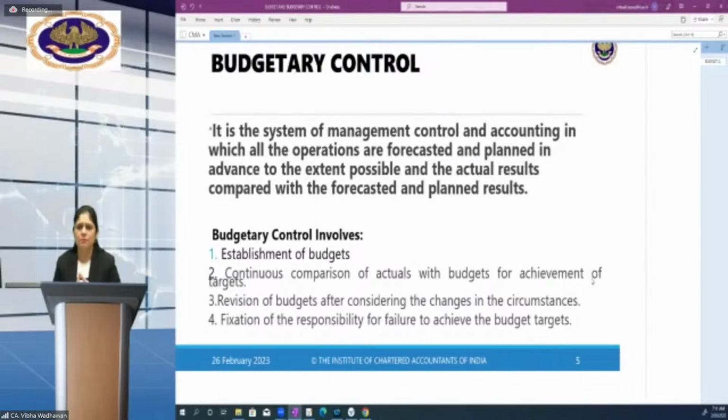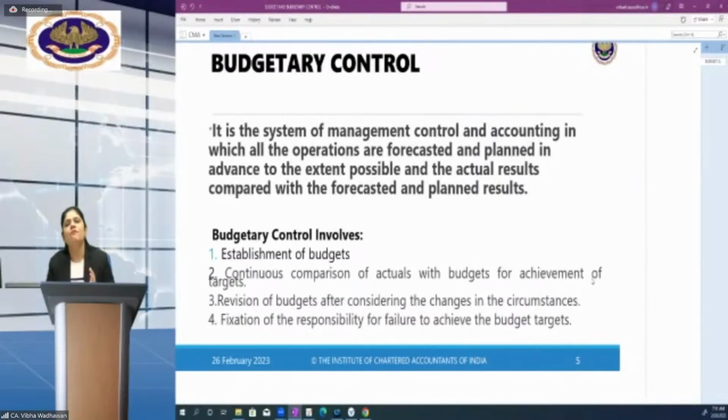So the most important thing is there has to be the budget first. The budget should be prepared first. Then, continuous comparison of actual with budget for achievement of targets. Once the budget is prepared, then the actual period of time for which the budget was made has come. Now actual cost will be incurred, actual expenses will be incurred, and then we compare the budget with the actual.